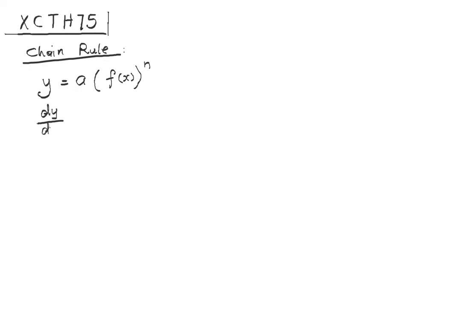So I follow the rule: multiply by the power, copy down the whole thing, power take away 1. Since it's chain rule, you have a chain effect: times by the derivative, or the rate of change, of f(x). Okay, that is how it works.